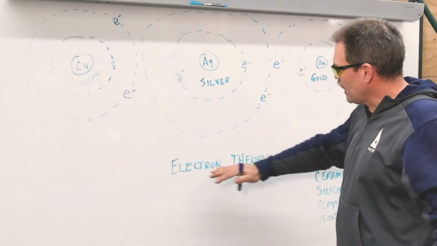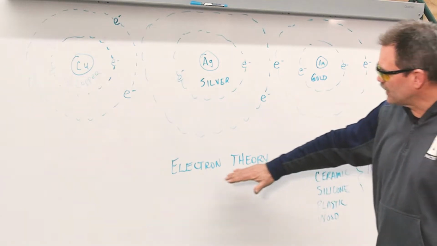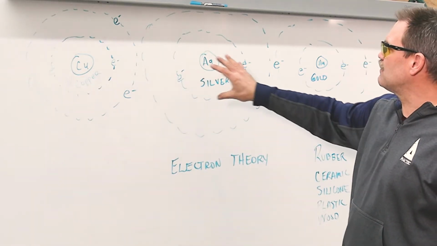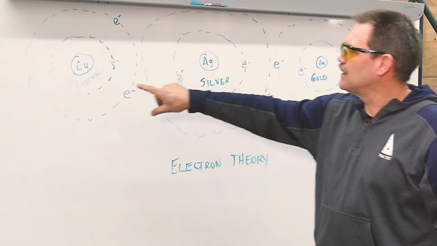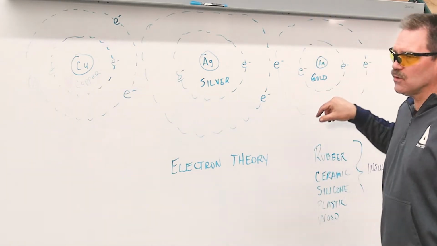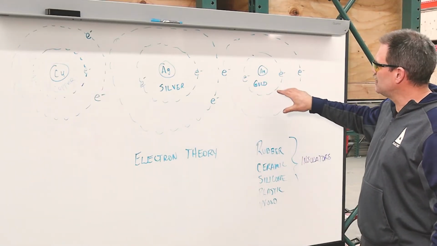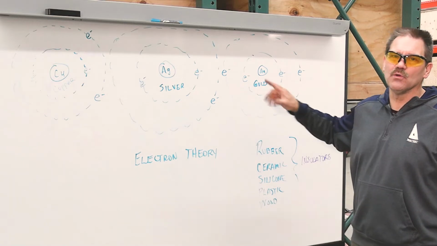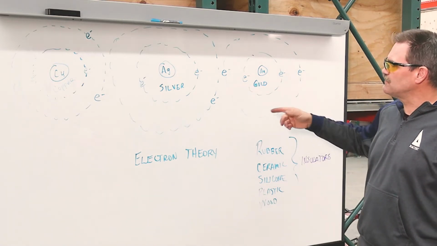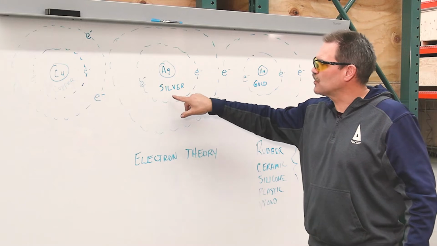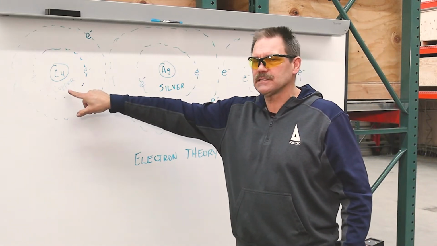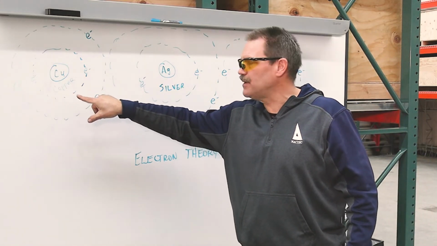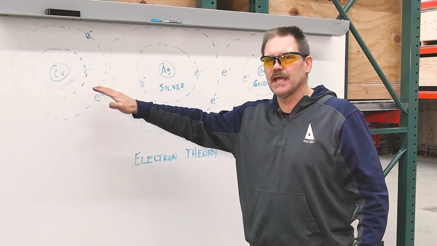Okay? So about the electron, what's going on here in electron theory is some things are really good conductors. Copper, silver, and gold are really good conductors. You don't see highline wires made out of gold just because it's so rare and so expensive. Silver is also quite a bit more expensive. Copper is used a lot. Aluminum is also used quite a bit because it's a good conductor and it's light.